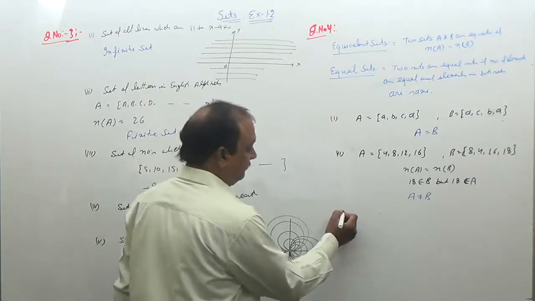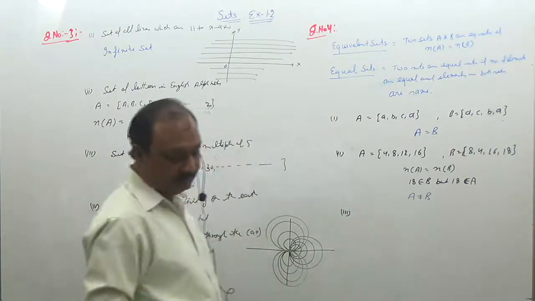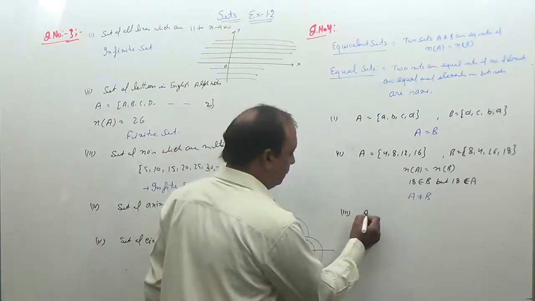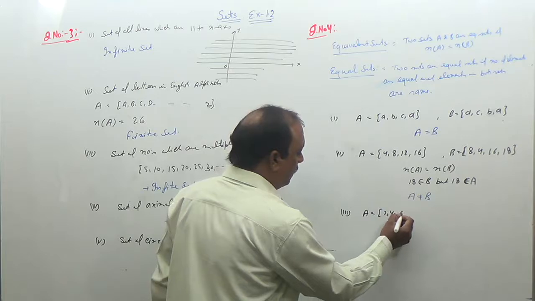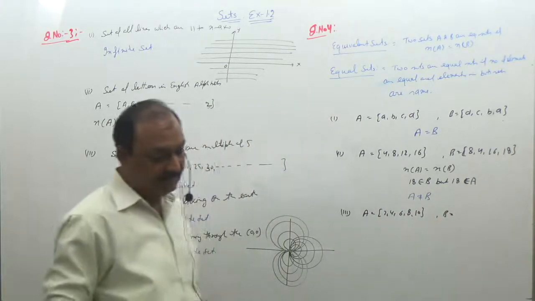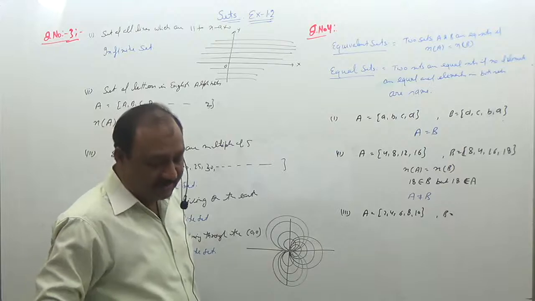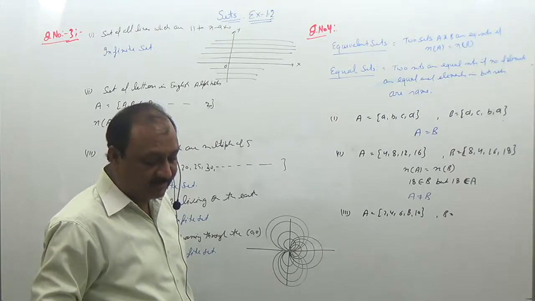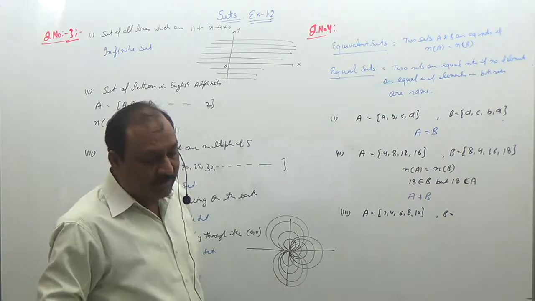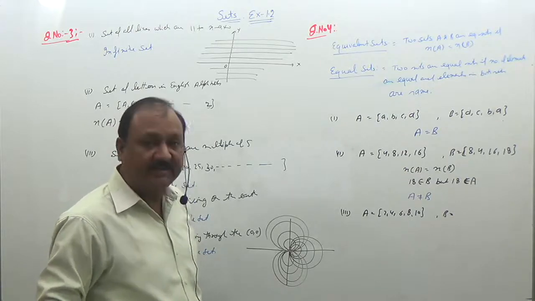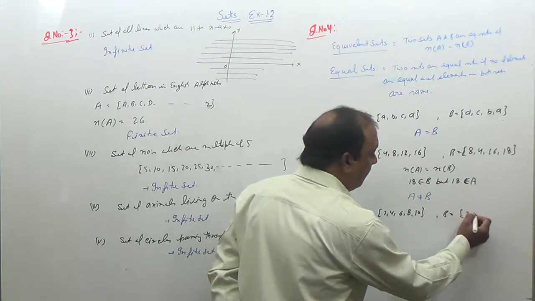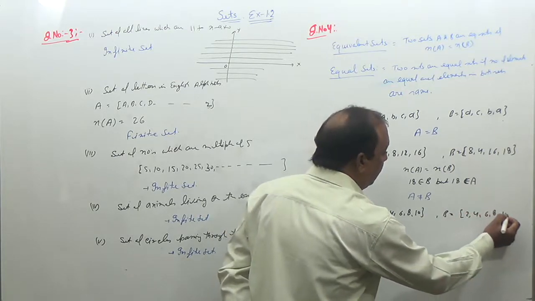Third is, set A is the set of elements 2, 4, 6, 8 and 10, and set B is given in the set builder form: x such that x is a positive even integer less than 10. So x is a positive integer less than or equal to 10 and even, so 2, 4, 6, 8 and 10.